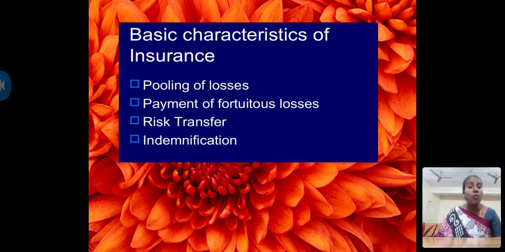Next, payment of fortuitous losses. From these losses, how you are paying, for whom you are paying, what the loss is, and how the loss occurred.